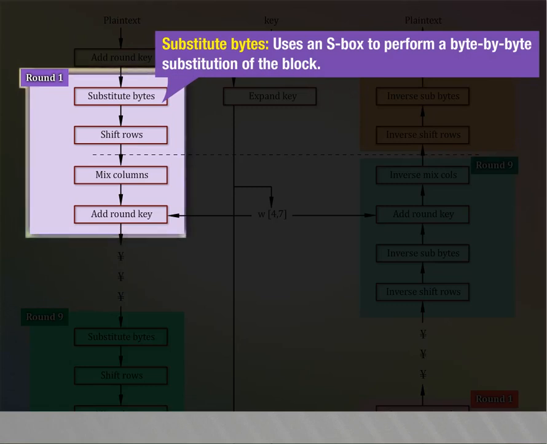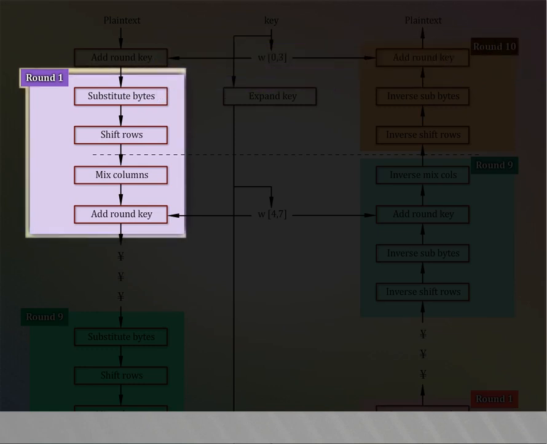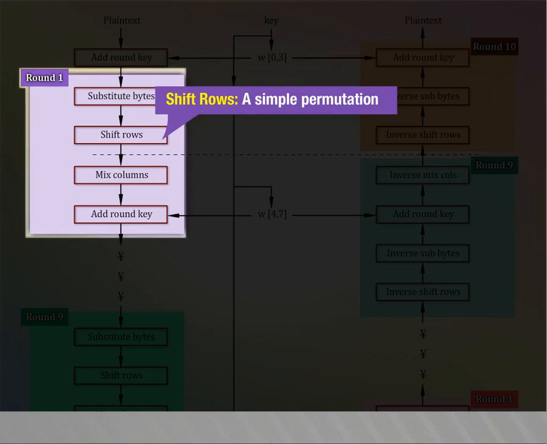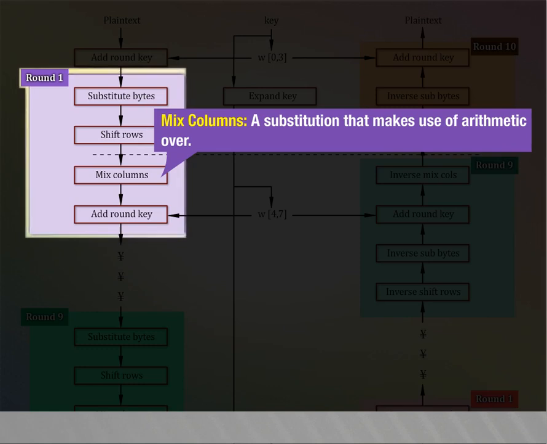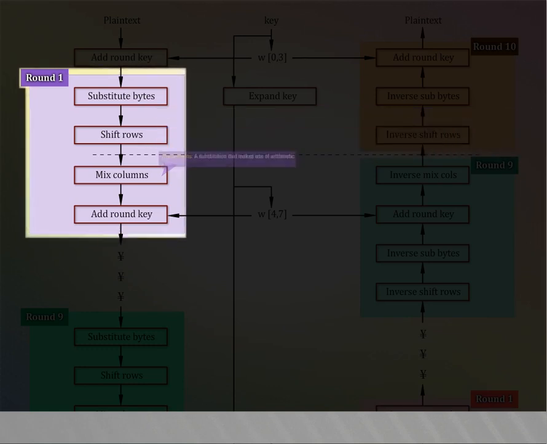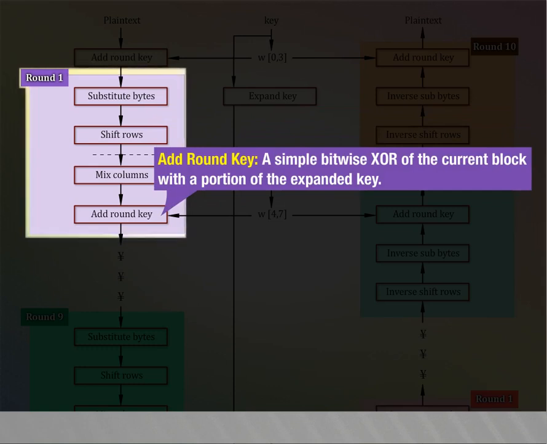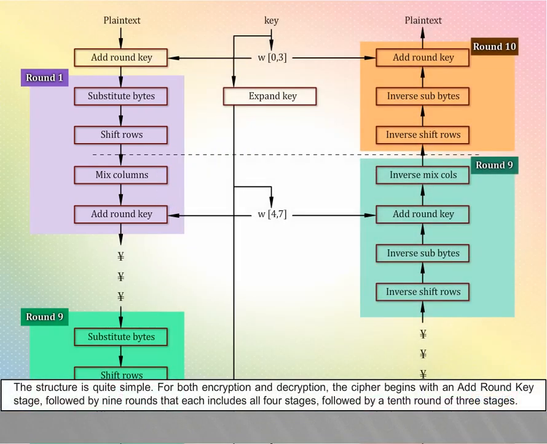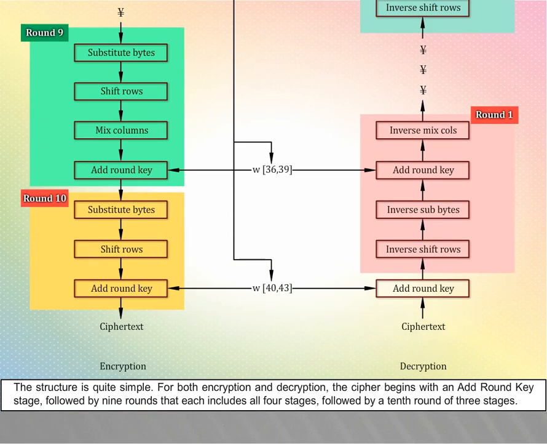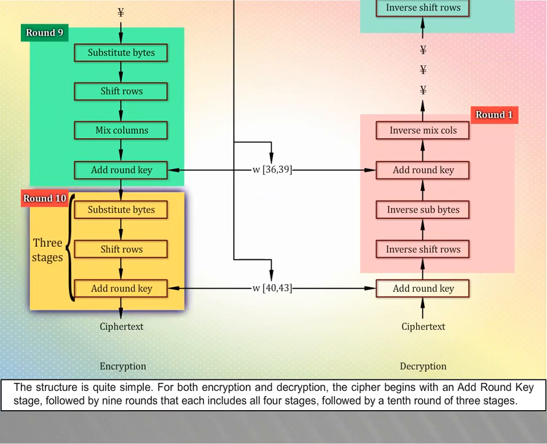Substitute bytes uses an S-box to perform a byte-by-byte substitution of the block. Shift rows, a simple permutation. Mix columns, a substitution that makes use of arithmetic over a finite field. Add round key, a simple bitwise XOR of the current block with a portion of the expanded key. The structure is quite simple. For both encryption and decryption, the cipher begins with an add round key stage followed by 9 rounds that each include all 4 stages, followed by a 10th round of 3 stages.